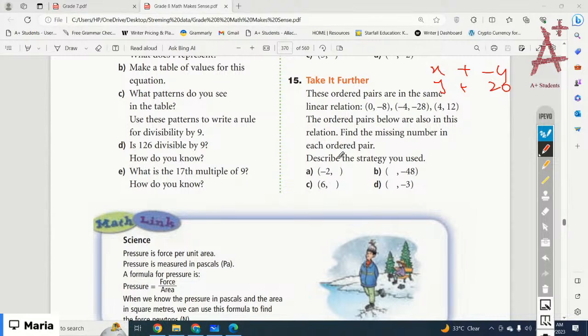So they are in the same relation, so you have to do the same here. Negative 2, it would be negative 14. Negative 18, 6, it would be 22. Negative 48. Negative 8. And negative 3, it would be 1, right?